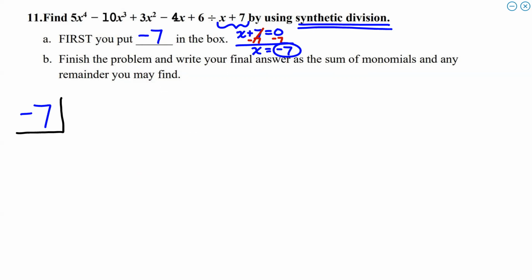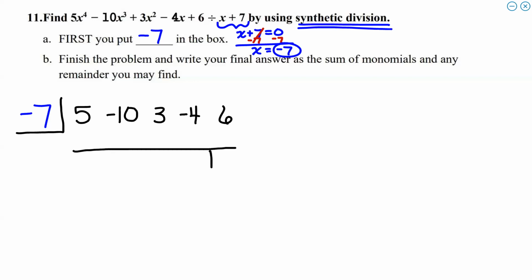Yep, I heard 5. Where did the 5 come from? 5x to the 4th power. So we start with x to the 4th power, and I need that coefficient. Then what number? Negative 10. That's the coefficient on x cubed. Then what? Positive 3. That's the coefficient on x squared. Negative 4. That's the coefficient on x. And 6. That's my constant. After I have those written down, I do my equal sign with the little leg.